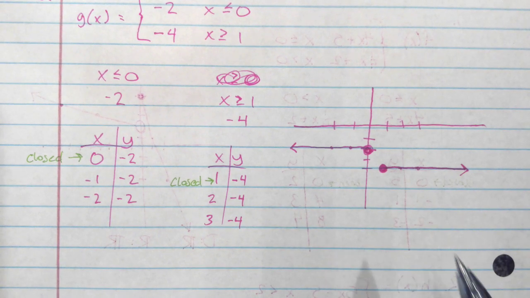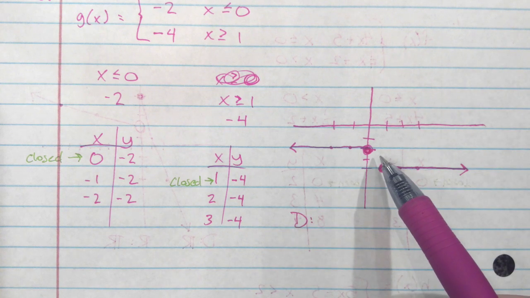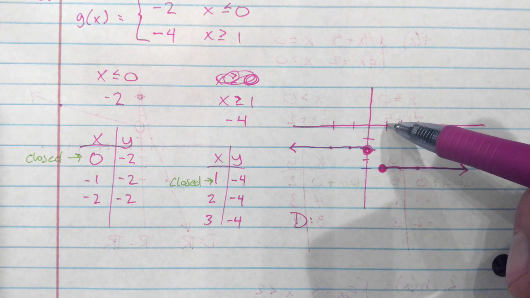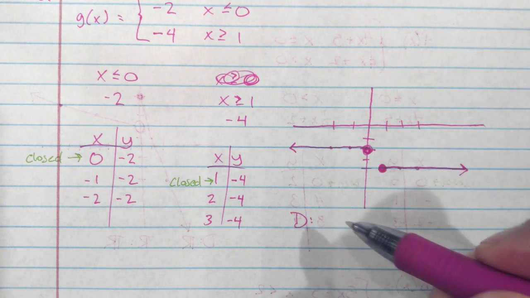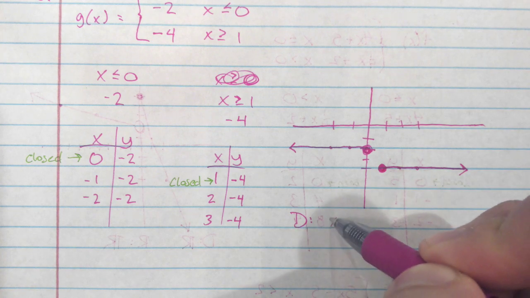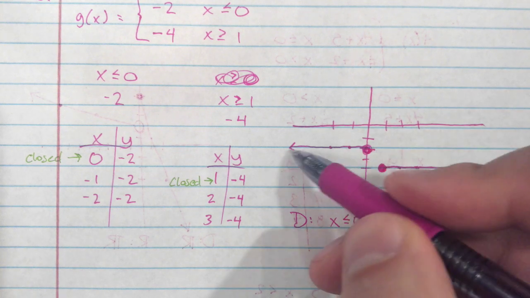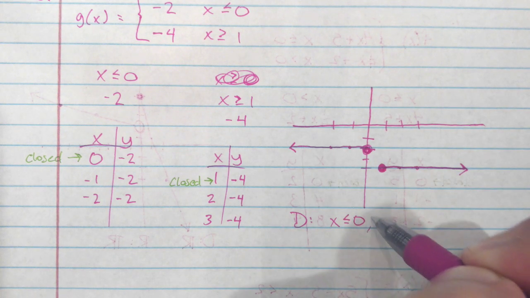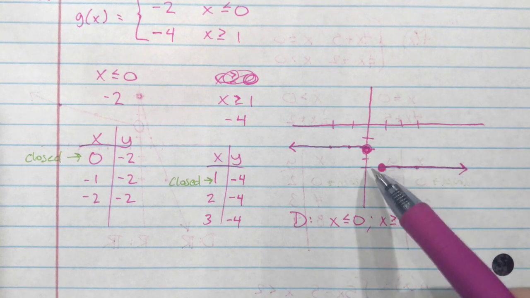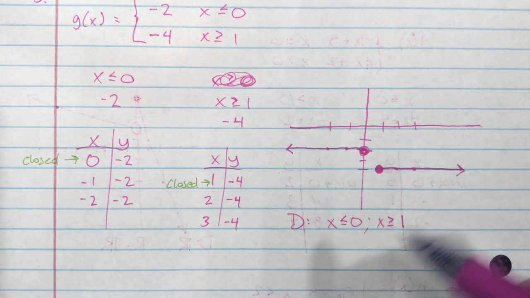The domain and range of this are weird. The domain is not all real numbers. You'll notice there's nothing in between 0 and 1. So x is, this is kind of its own, it's just what it is. X can be less than or equal to 0 because of those, and x can be greater than or equal to 1. But it can't be anything between 0 and 1 because that's not part of our function. So that's a weird one.